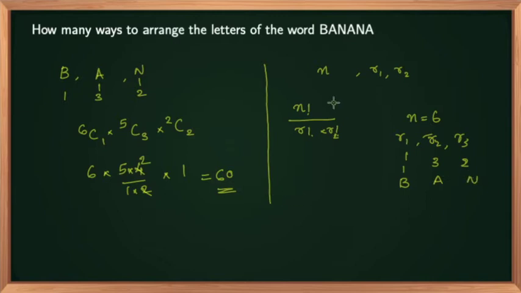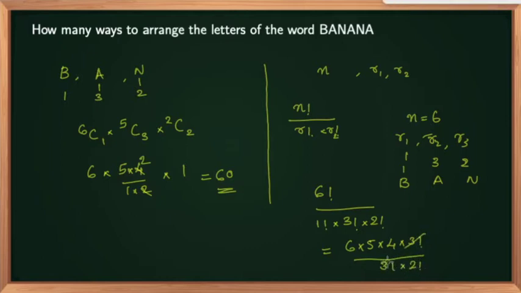So what will be the answer according to this formula? It will be 6 factorial divided by 1 factorial into 3 factorial into 2 factorial, right? So that is equal to 6 into 5 into 4 into 3 factorial divided by 3 factorial into 2 factorial, right? So 3 factorial and 3 factorial cancel out. 2 factorial is 2, which means you can cancel out this with 2. So 6 into 5 into 2, again the answer turns out to be 60.